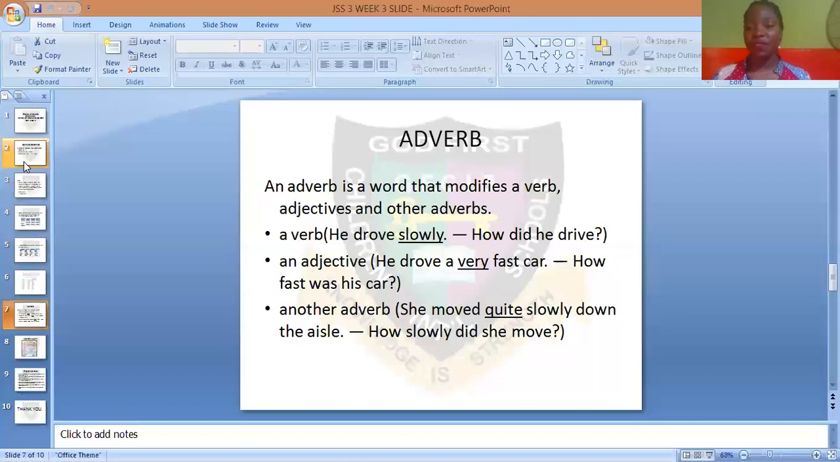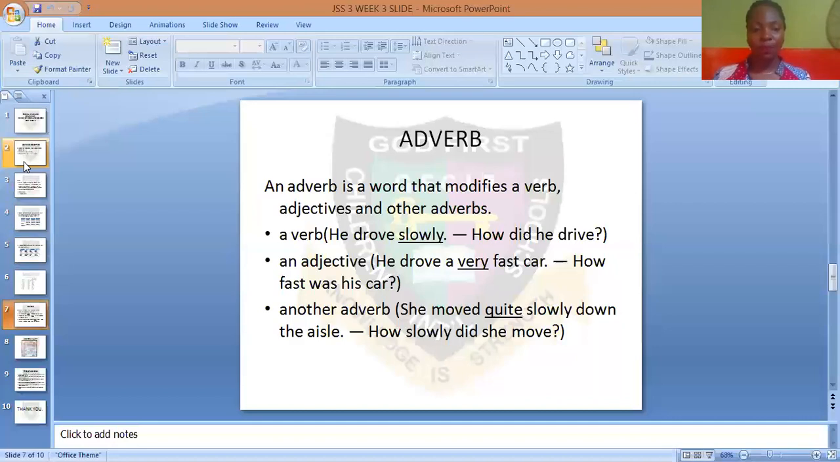Now, some people give this definition: an adverb is a word that modifies just a verb. No, that's very wrong. An adverb actually modifies three parts of speech. It modifies a verb, it modifies an adjective, and it also modifies another adverb. Now, here are examples of an adverb modifying a verb, an adjective, and another adverb.